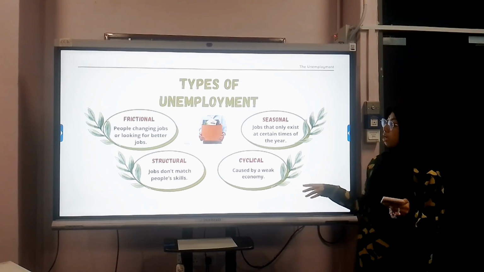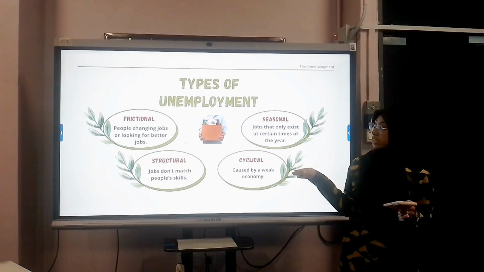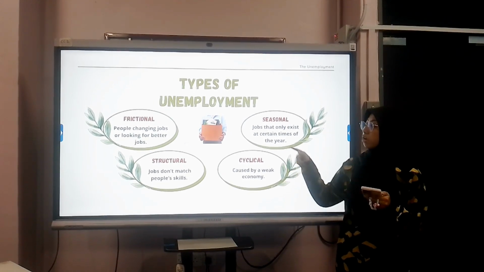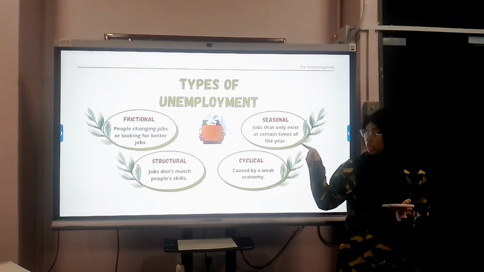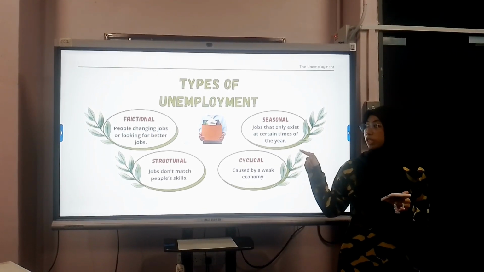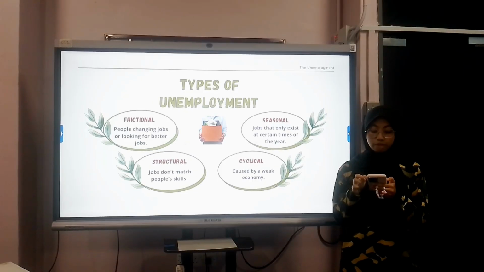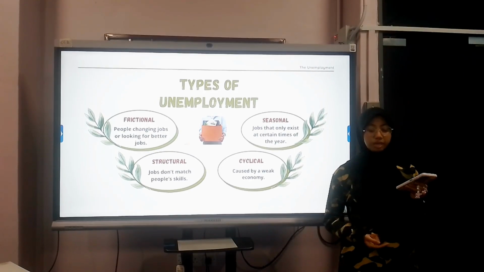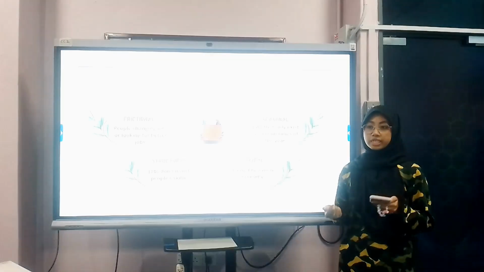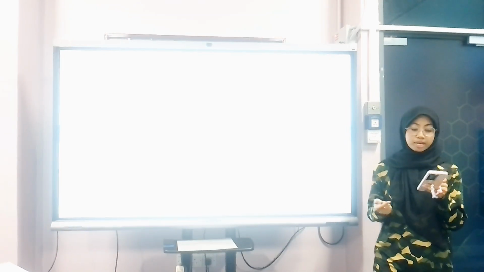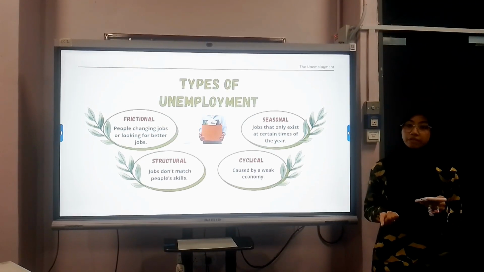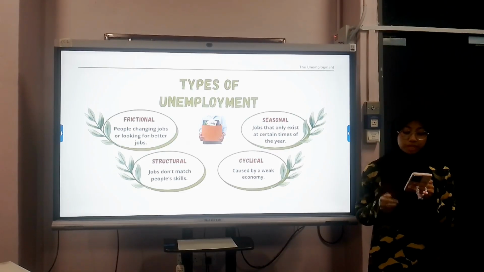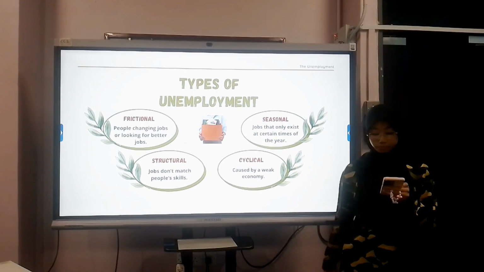Here we have four main types of unemployment. The first one is frictional unemployment. It occurs when people are changing their jobs or looking for better jobs. For example, a fresh graduate who just finished university might take a few months to find their first full-time job, or maybe a worker leaves their job to look for a better position in another company.